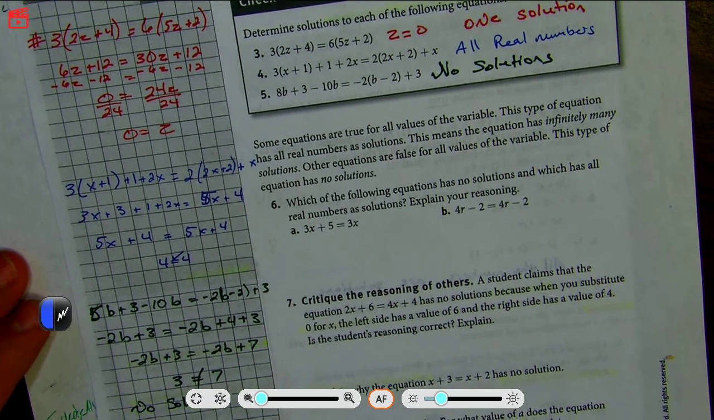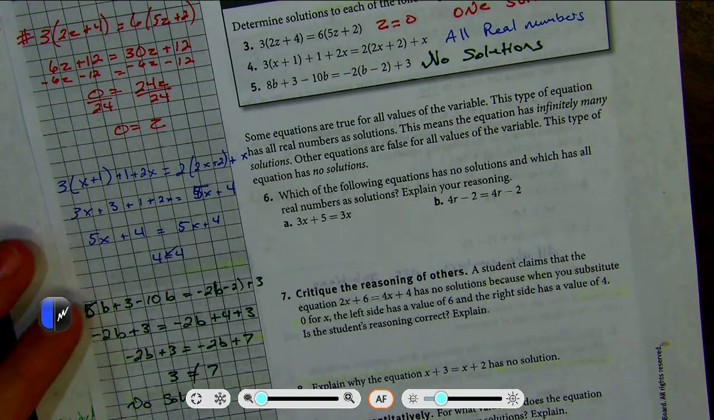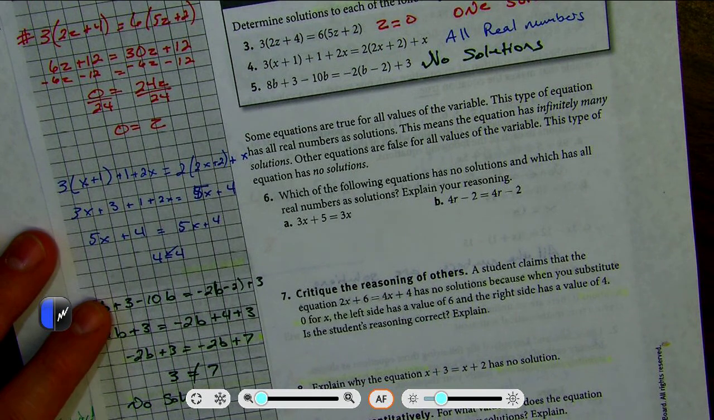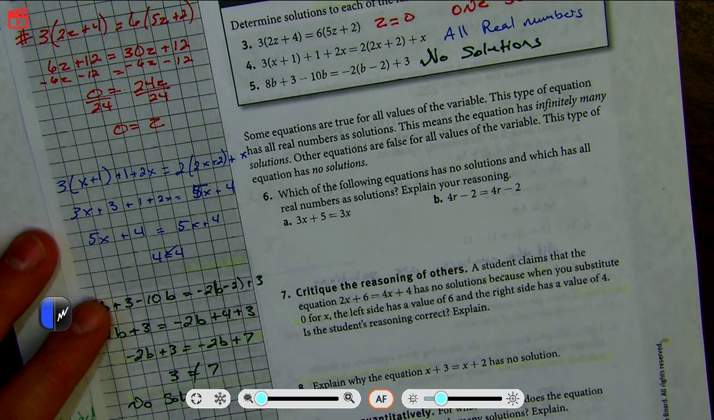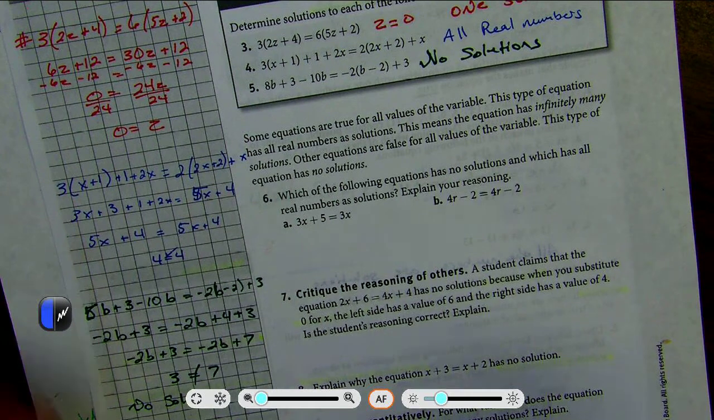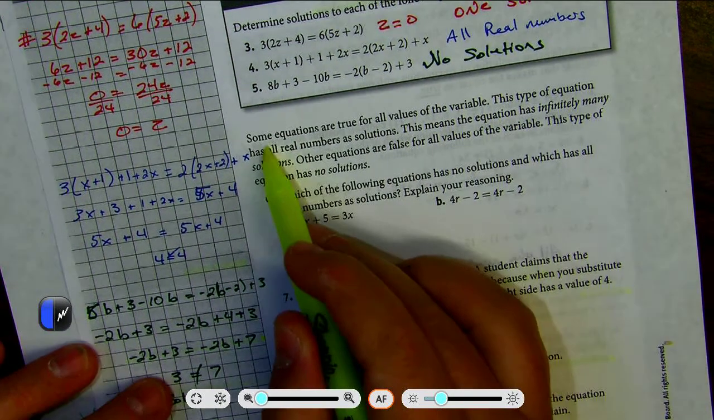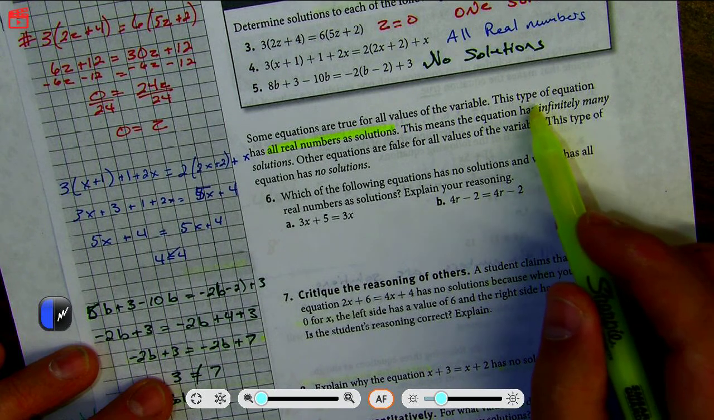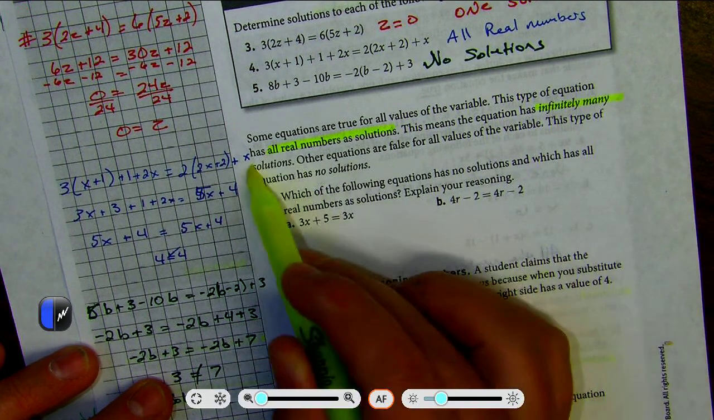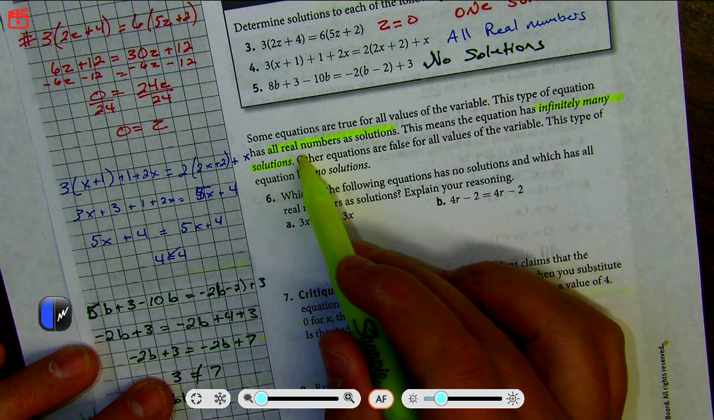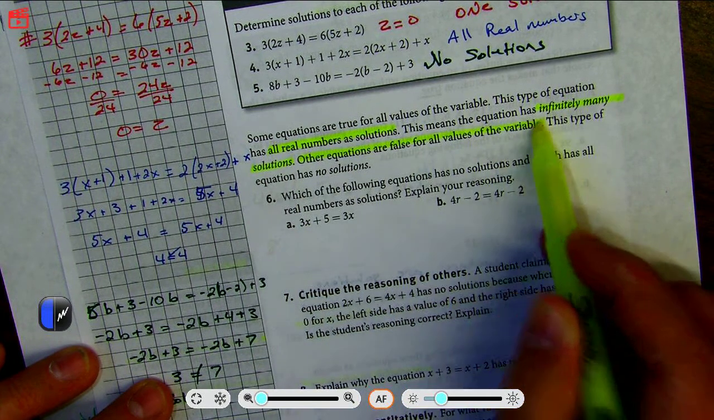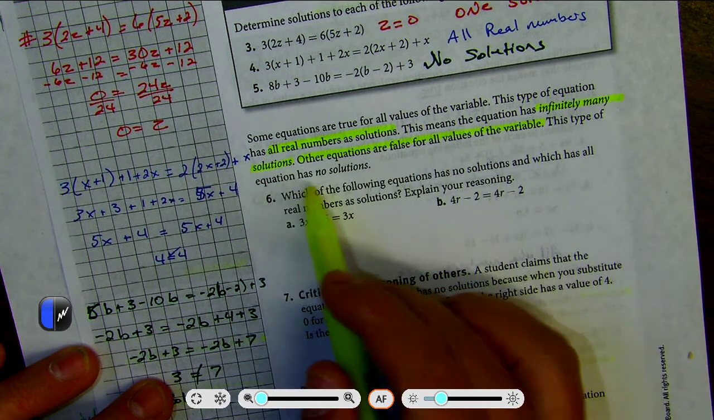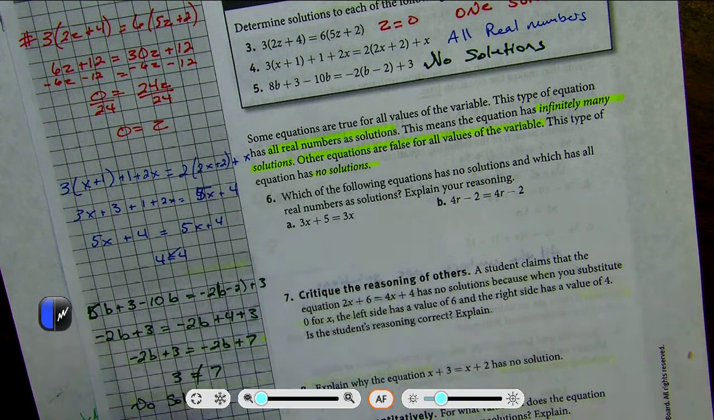All right, so number 6, right? Some of the equations are true for all values of the variable. This type has all real numbers as the solution. This means that it has infinitely many solutions, while the other equations are false for any values, and so then it has no solutions. Okay, so there are some important notes for you.